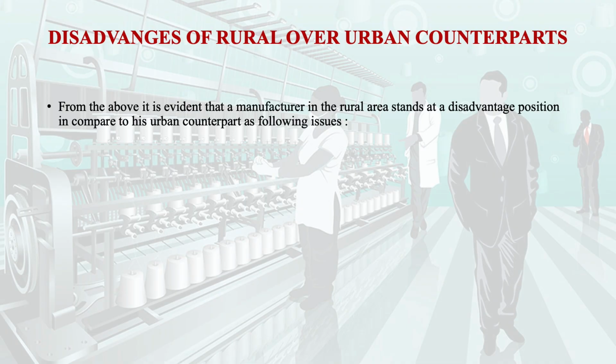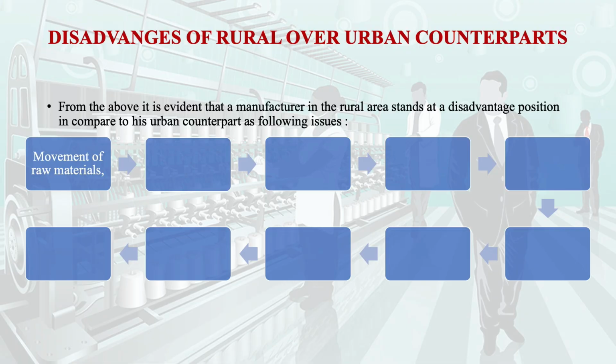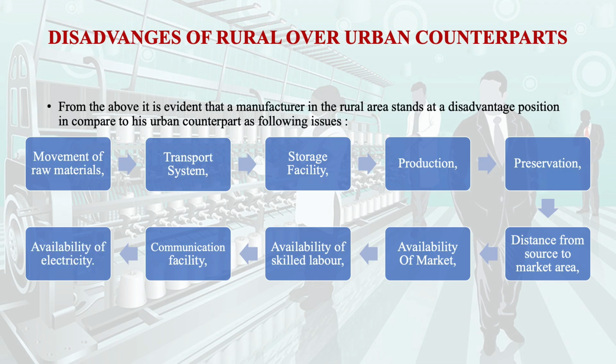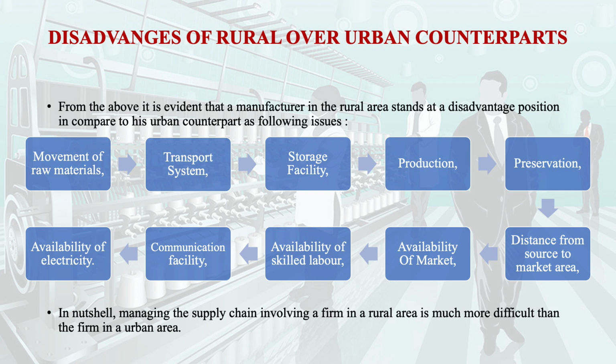Now it is evident that a manufacturer in a rural area stands at a disadvantageous position, while the manufacturer in an urban area enjoys certain benefits. If you compare rural and urban areas, there are certain issues, such as movement of raw material, transportation system, storage facility, production and preservation. If you see the distance from source to market, availability of skilled labor, communication facility, availability of electricity, in a nutshell, managing the supply chain involving a firm in a rural area is much more difficult than for a firm in an urban area.